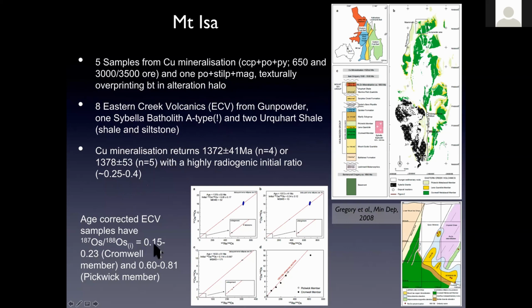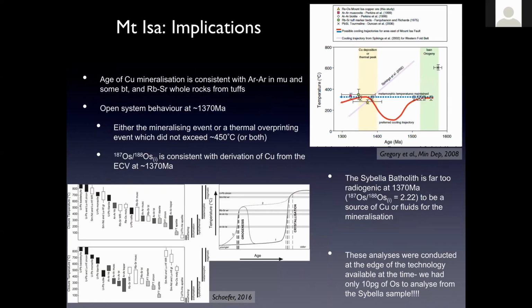And we can try and map that onto, well, what was the isotopic ratio of, say, our potential sources for copper available at the time? And these initial ratios overlap, particularly the Cromwell member of the Eastern Creek volcanics. The Pickwick member is a bit more radiogenic, it would appear. And they're definitely a lot less radiogenic than the Sabella batholith granite. And so that is unlikely to have been a source of copper or fluids for the mineralization at the time.